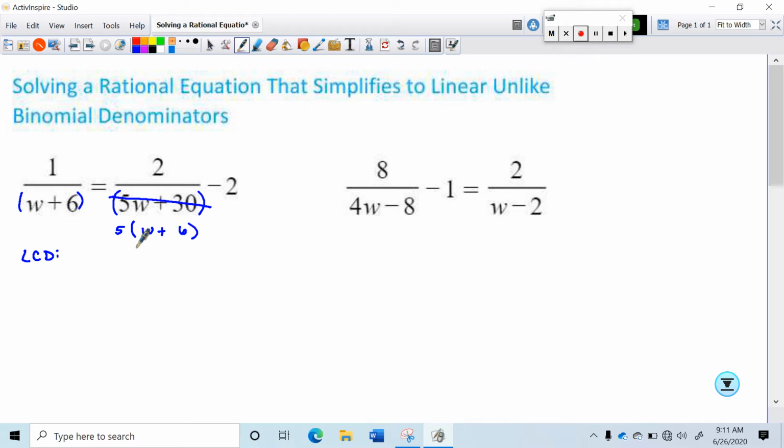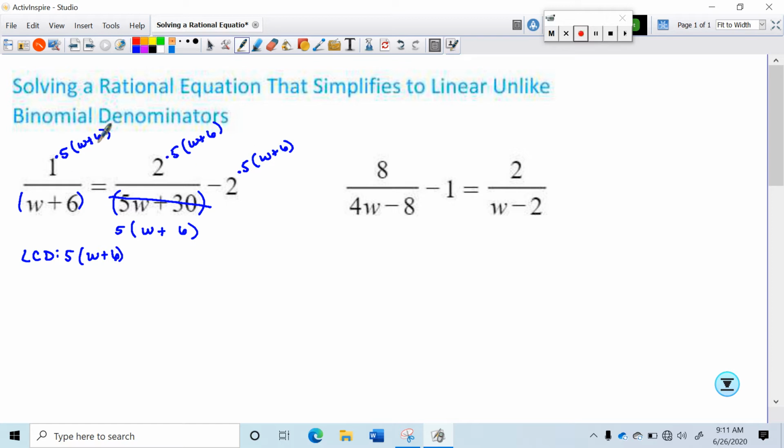Now my LCD is one of each thing. So I have a W plus 6, and I have a 5. I'm going to put that out front. Now this W plus 6, I already have that, and you don't want to list it twice. So that's it. When you find your LCD, you're going to put that with each term: 5 times W plus 6, 5 times W plus 6, and 5 times W plus 6. And these are actually all multiplication.